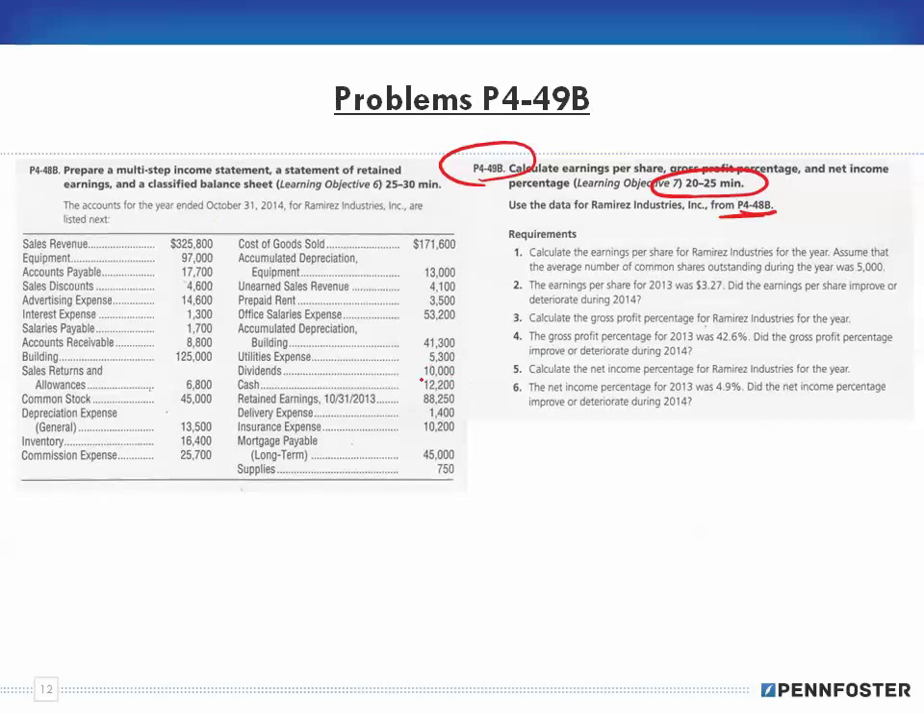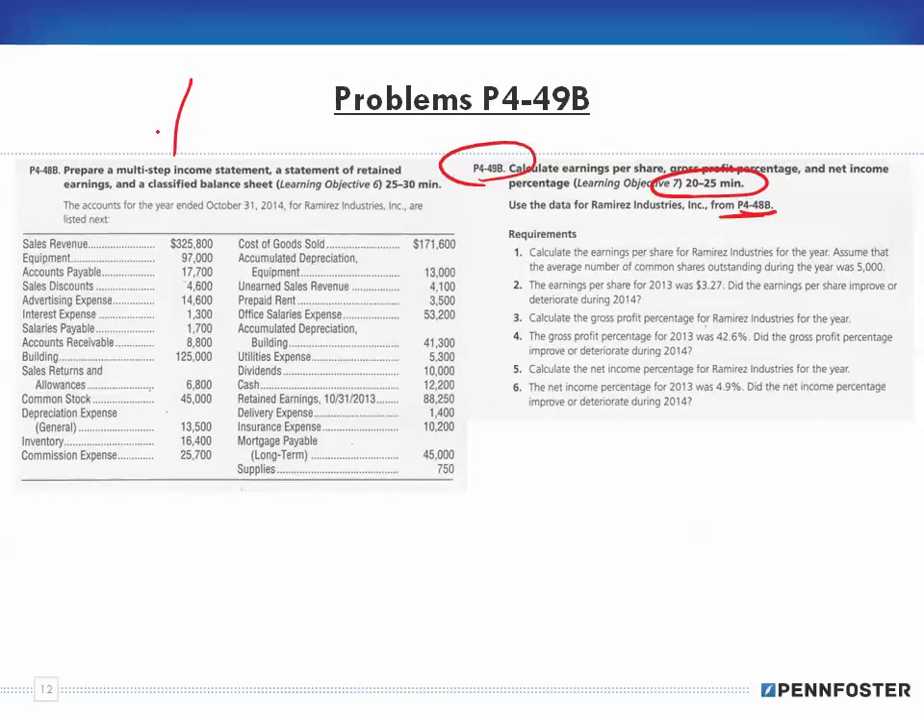Basically these requirements are calculating, well, let's just look here. Number 1, calculate the earnings per share. Then number 2, it's going to ask you for ideas about how you would analyze the earnings per share. Then number 3, you're calculating the gross profit percentage, and number 4 is how you analyze the gross profit percentage. For number 5, you're calculating the net income percentage, and number 6 is your analysis of it. In order to do those percentages, you're going to need those financial statements.